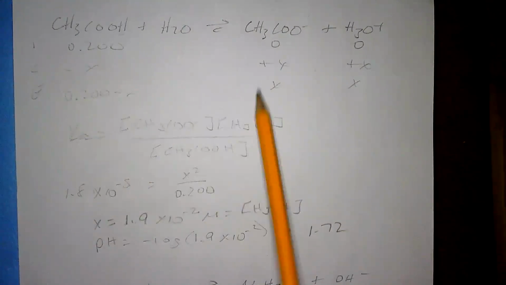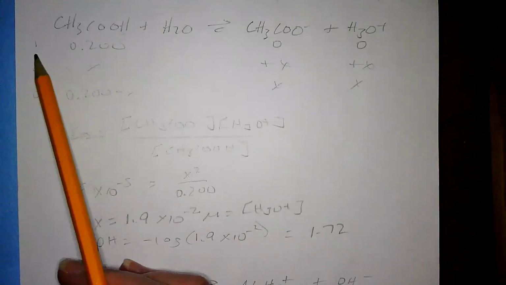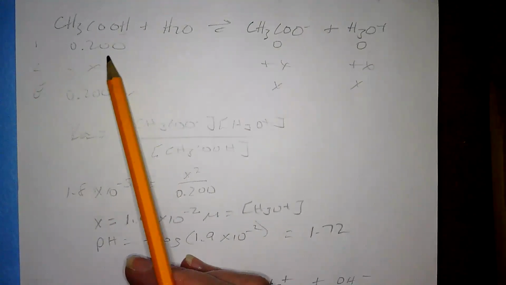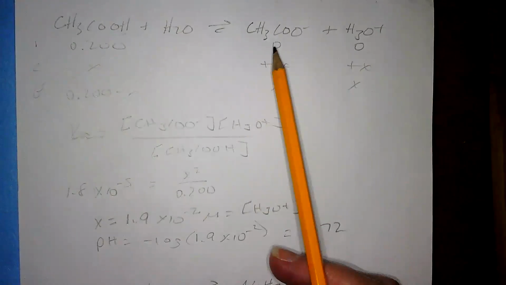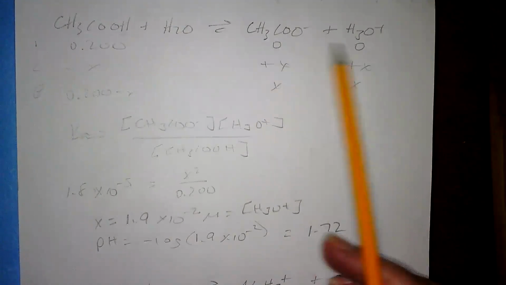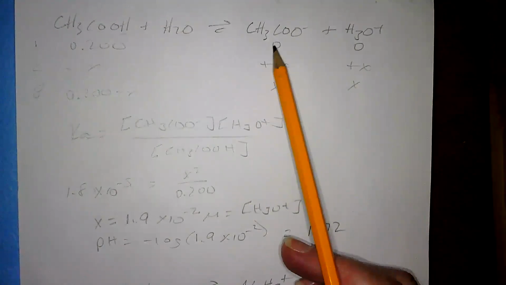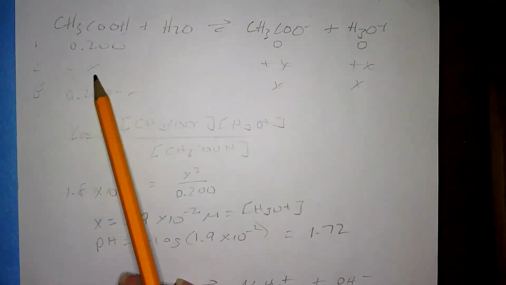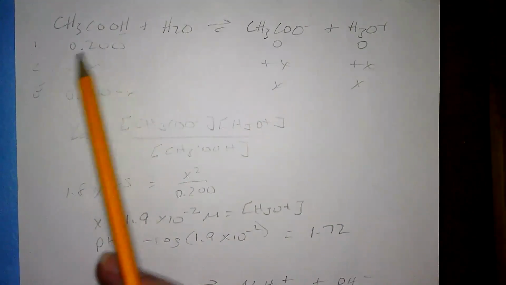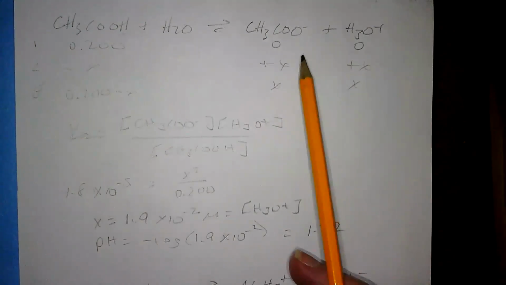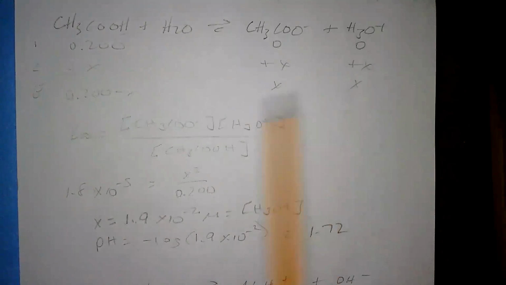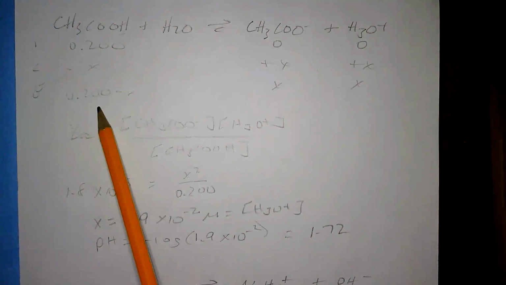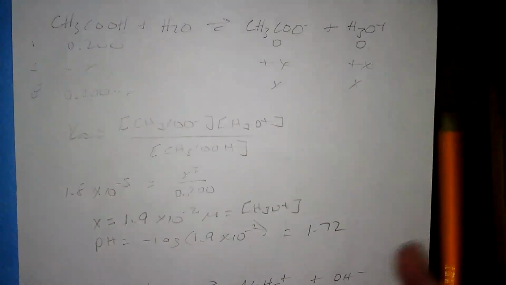We make our ice chart. So I is the initial concentrations, and it tells us in the question that we have 0.200 molar acetic acid initially. It doesn't mention the acetate or the hydronium, so there's 0 to begin with. Because it's a weak acid, only a small percentage of that acetic acid is actually going to react. So we're going to put minus X here, and plus X here, because the stoichiometry is a 1-to-1-to-1 ratio. So at equilibrium, we're going to have 0.200 minus X, X and X.